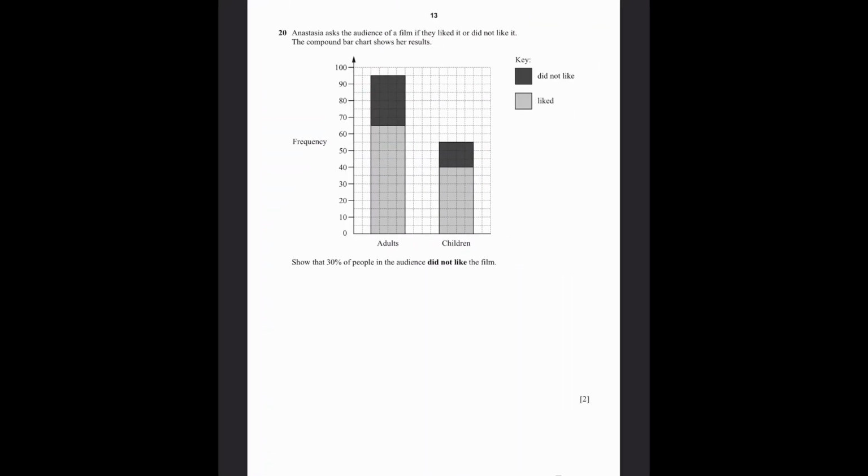Anastasia asked the audience of a film if they liked it or did not like it. The compound bar chart shows the results. Show that 30% of the people in the audience did not like the film. So let's count the number who did not like in both adults and children. Did not like in adults is 95, which is the top of the bar, minus 65, the bottom of the bar. 95 minus 65, which is 30.